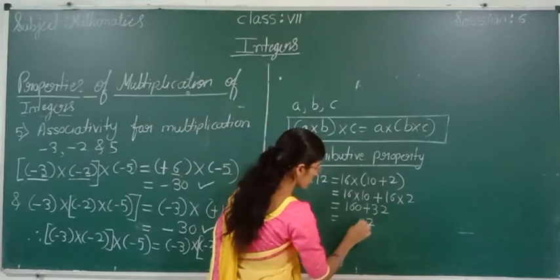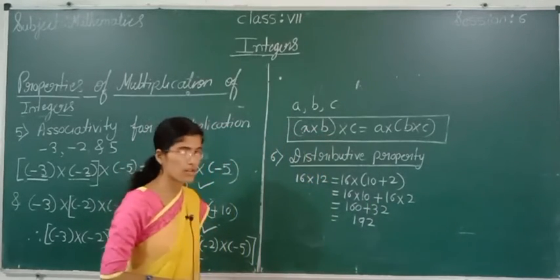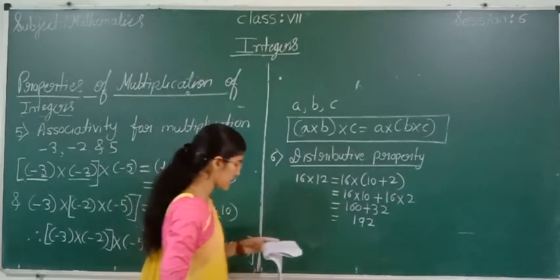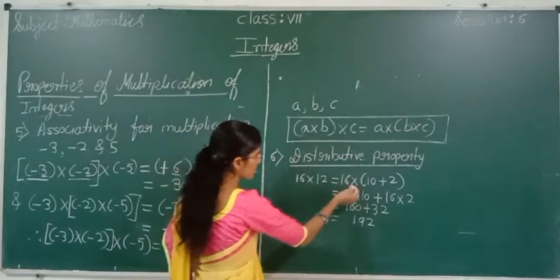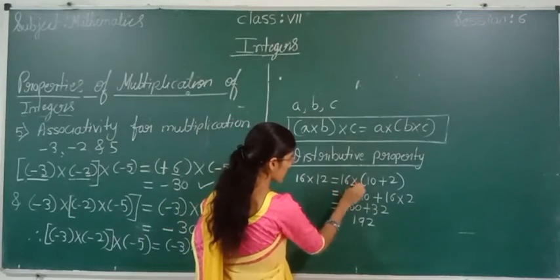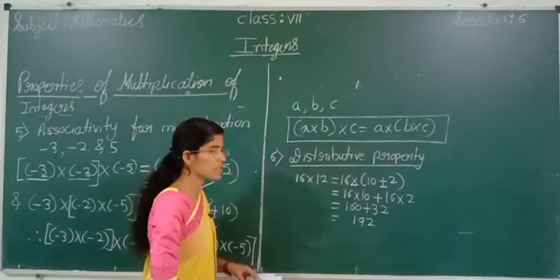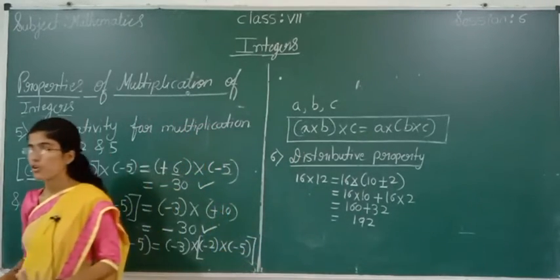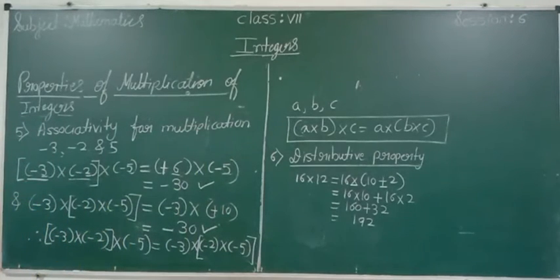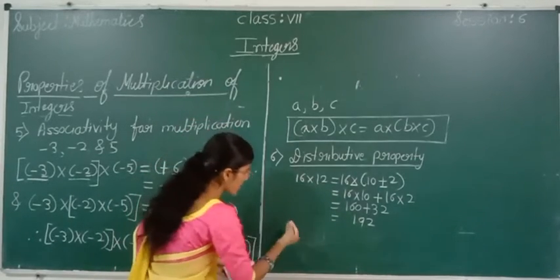Now we will apply this for integers also. We will take one example. This is nothing but distributivity of multiplication over addition. We have learned this. Okay, we will take examples for integers. For integers, is multiplication over addition possible? We will see. So we will take one example here.